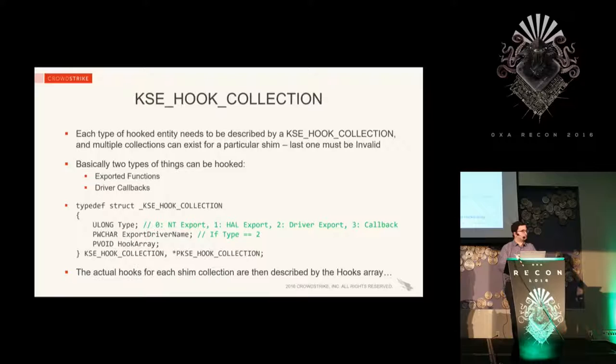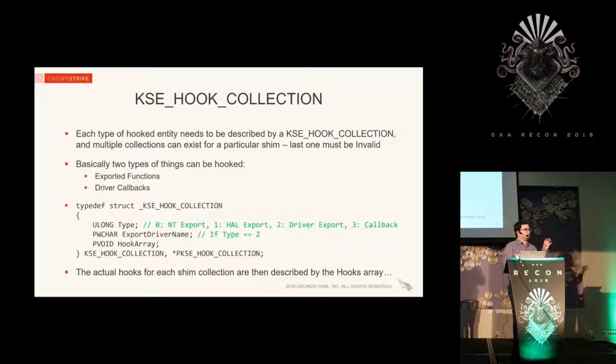So 0, 1, and 2 are used for function hooks. If you said that they're coming from an arbitrary driver, then you have to pass in the name of the driver you're hooking. Otherwise, if it's an NT hook or a HAL hook, well, we all know what the names of those things are, so you don't have to bother with that. Otherwise, type 3 is a callback. And a callback means you're hooking either a driver callback or an IRP handler. And now you've defined a collection of hooks.